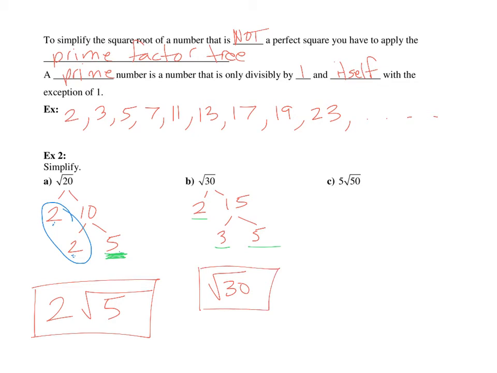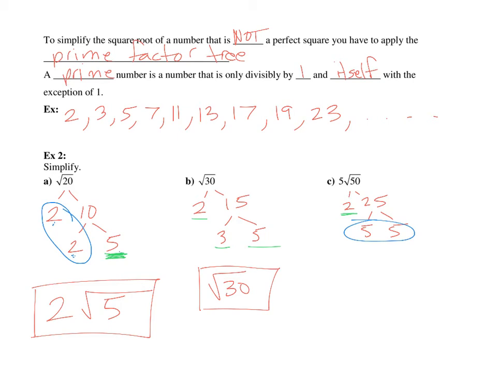All right, then we have the square root of 50. We have 2 times 25. And then I have 5 times 5. Now here I have a pair. Here the 2 is left over.